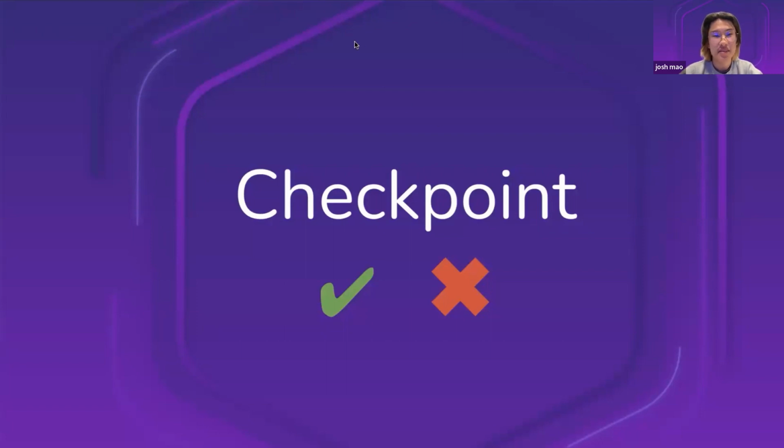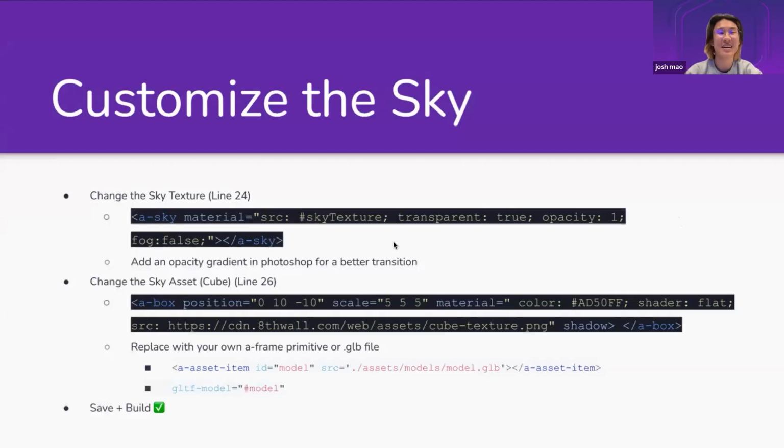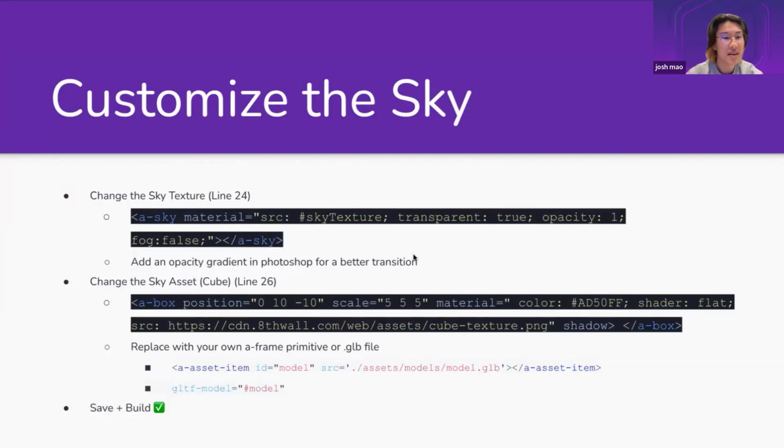All right, so thank you for bearing with me. Thank you for your patience. I know that was a lot of information, a lot of talking, but this is the fun part now where we get to customize the project. It's up to you how you want to customize it. I'm going to show you how to replace the sky texture and also replace the sky asset. If you're ever lost, I think you have access to these slides, or maybe we'll share them afterwards. But the lines you want to focus on are line 24 and line 26.